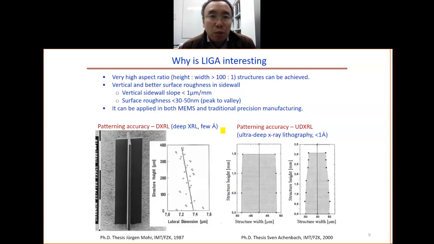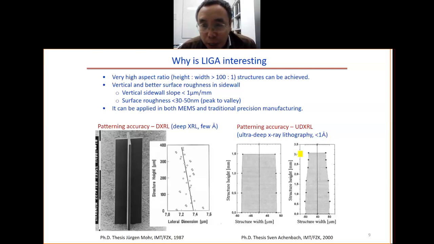So why is LIGA good? Because first, we can make a very high aspect ratio. This is because of the high penetration depth of the X-ray. And you can see here, in this example, the height is 400 micrometers, with a width of a few micrometers. This one is done with deep X-ray lithography, with a few angstrom wavelengths. If we go to even smaller wavelengths, we have even higher penetration.